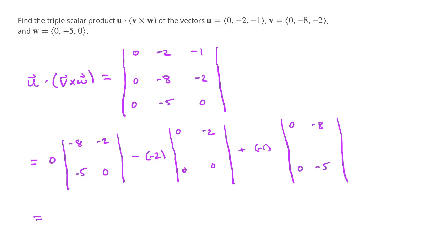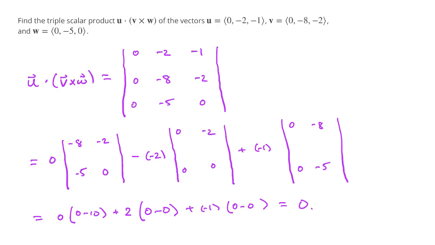And so what we have in each one of those cases is a 0 times 0 minus a 10, minus a -2 gives us a +2 times our determinant of 0 minus 0. And then finally, we have our -1 times our determinant of, again, 0 minus 0. And so what we end up with is the value of 0 for that vector.